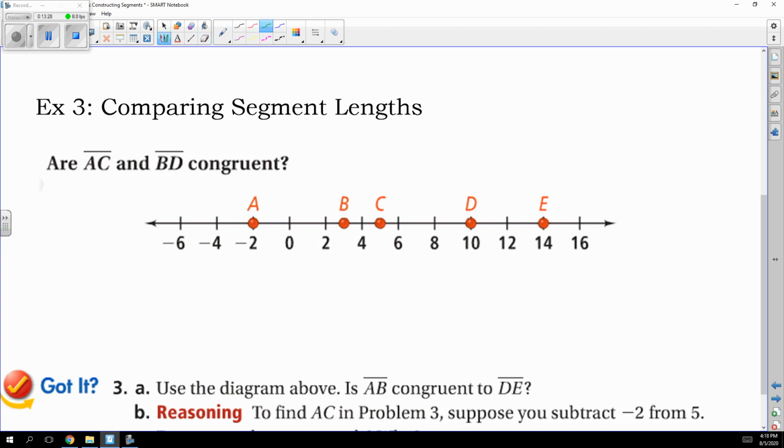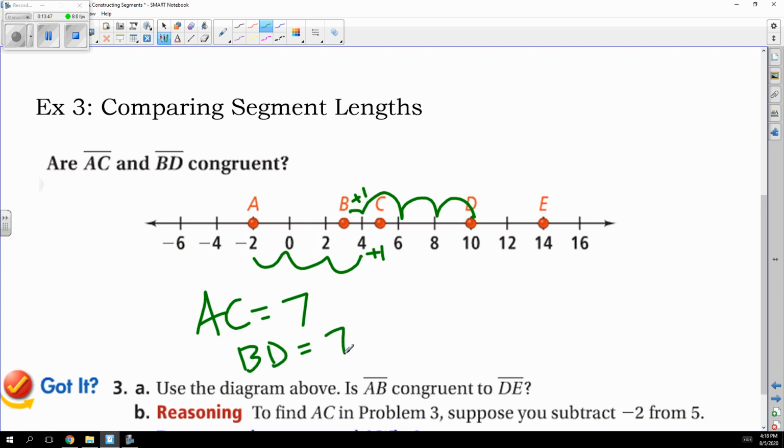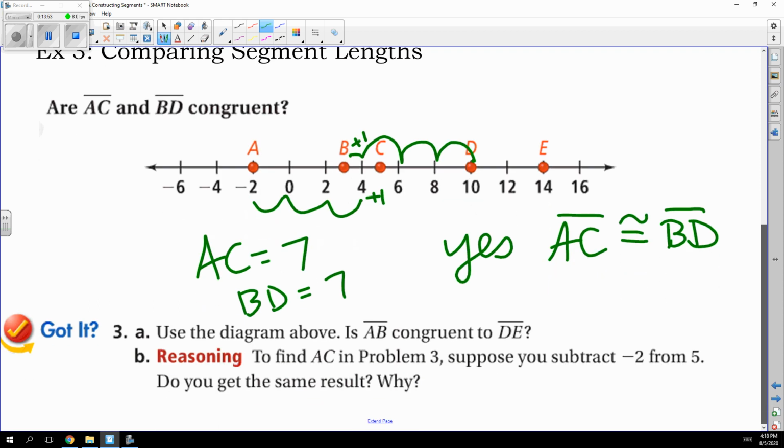All right, the length of AC, I didn't go far enough. 2, 4, 6, and then one more right there. So the length of AC is equal to 7. And the length of BD, I'm going to go backwards. 2, 4, 6, and one more right there. And the length of BD is also equal to 7. So yes, segment AC is congruent to segment BD. Got it? So make sure the lengths are the same.